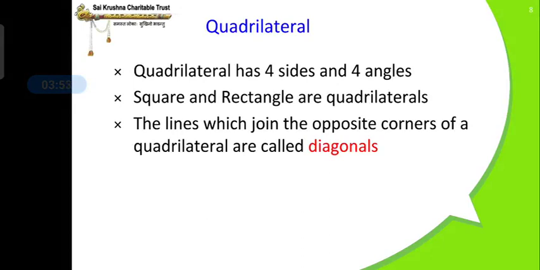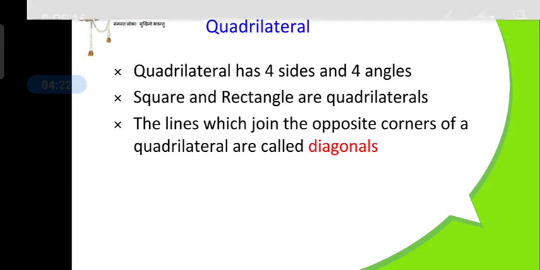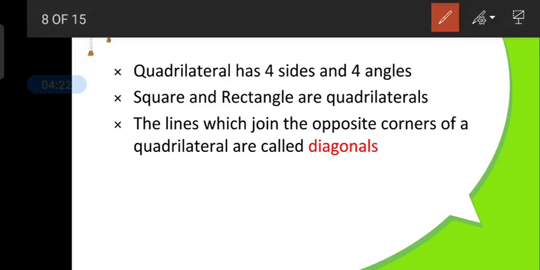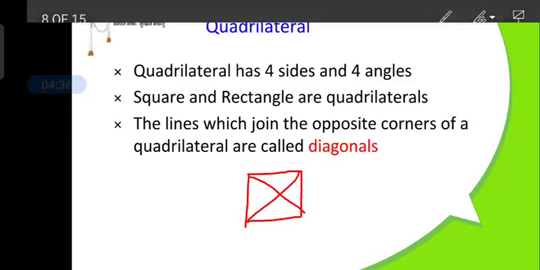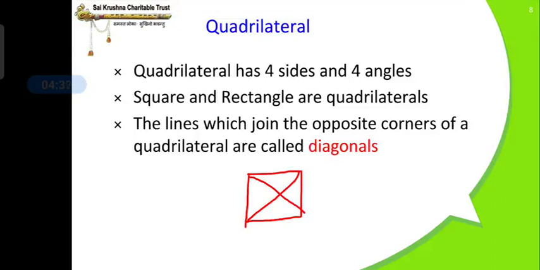Next is the quadrilateral. So quadrilateral has 4 sides and 4 angles. So when you hear the 4 sides and 4 angles, which shape comes to your mind? Yes, it is nothing but the square and rectangle. Yes, so square and rectangle both are said to be quadrilaterals because both have 4 sides and 4 angles in it. Okay, and the lines which join the opposite corners of a quadrilateral are called diagonals. So what do you understand by this? See, if this is a quadrilateral, the opposite lines which join the 2 corners are called diagonals. So here in the quadrilateral, you have 2 diagonals.